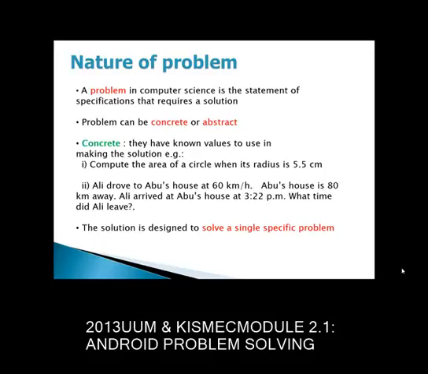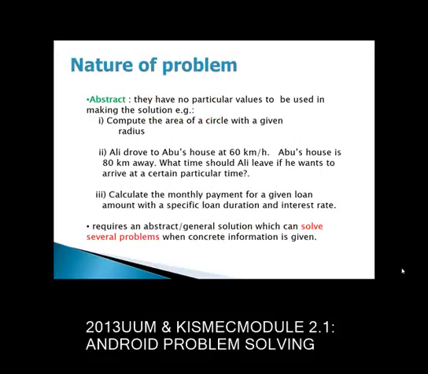But in computer science, in computer-based solutions, normally we are looking for an abstract solution, where the value has not been determined. The user can input the value to the application, and the application can calculate based on the value given. This is where the abstract problems come in.